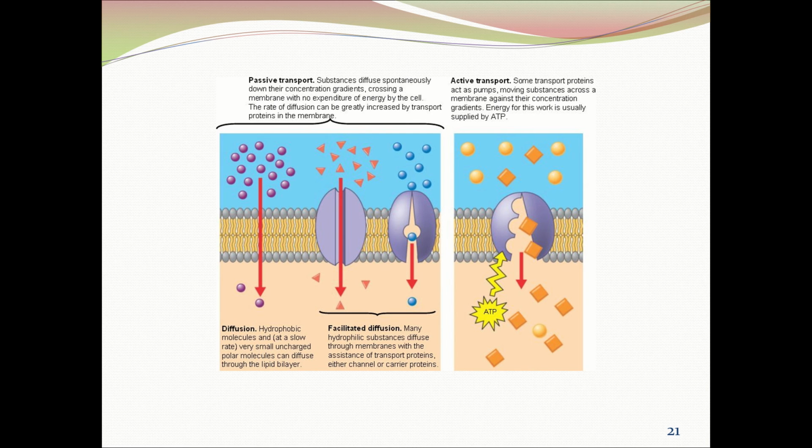This illustration shows concentration gradients and passive and active transport. On the left shows passive transport, where substances are moving down their concentration gradients from a higher concentration to a lower concentration. In active transport, the substances are moving from a lower concentration to a higher concentration, so they use ATP in order to power that pumping action.